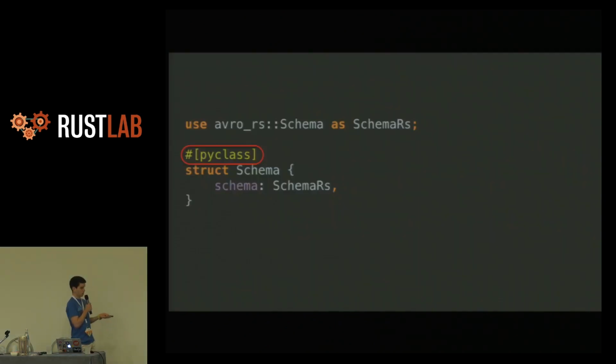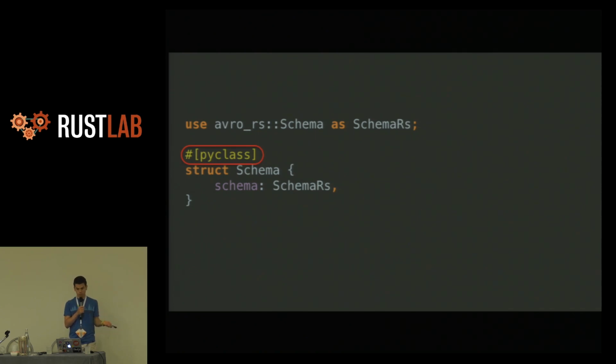Yeah, so how would you do that? How would you use PyO3 to serialize Avro? So Avro RS is the Rust library. This is another library which would be the Python wrapper. You define a new structure and give it the directive that, well, this is a Python class. So a schema is going to be available to Python code.